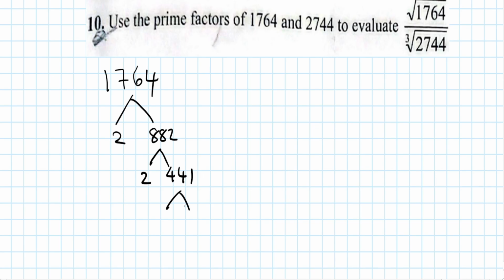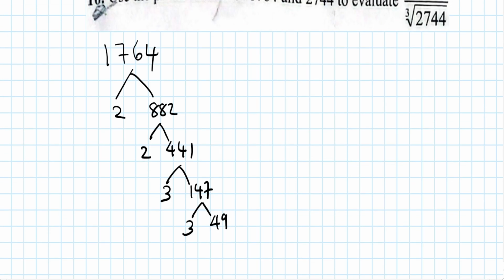Then you can't divide by 2, and therefore you divide by 3. It's going to give you 147. So obviously you can't divide by 2, so you just continue dividing by 3. So it's going to give you 49. And last but not least, divide by 7 to give you 7 and 7. So this one is 2 squared times 3 squared times 7 squared. For this one, let's do it for 2744.